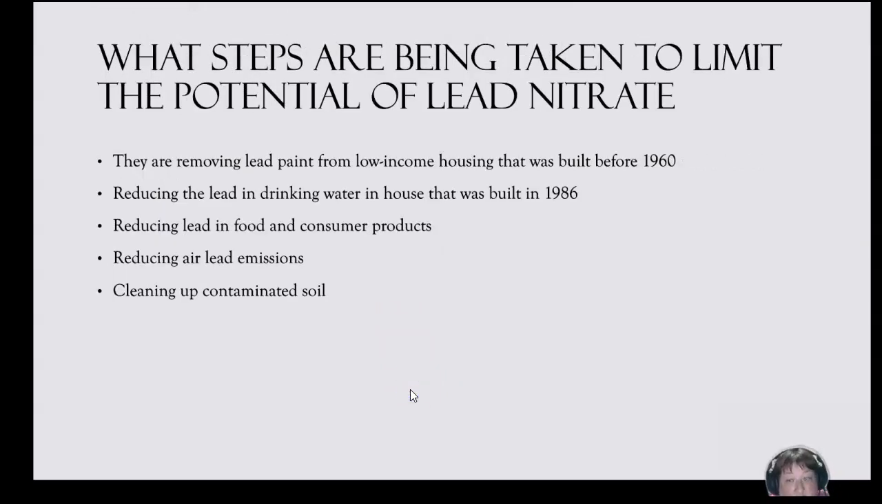What steps are being taken to limit the potential of lead nitrate? They are removing lead paint from low-income housing that was built before 1960, reducing lead in drinking water in houses built before 1986, reducing lead in food and consumer products, reducing air lead emissions, and cleaning up contaminated soil.